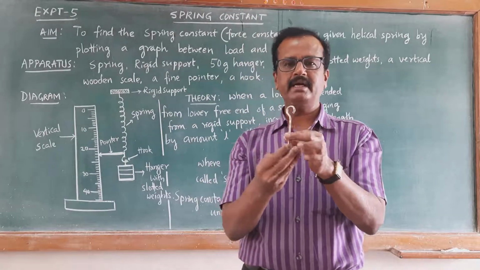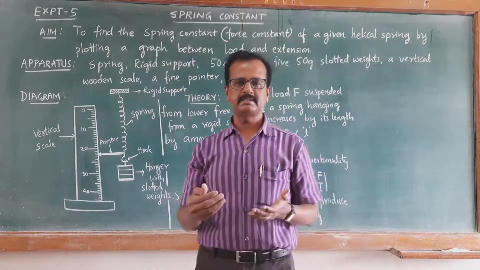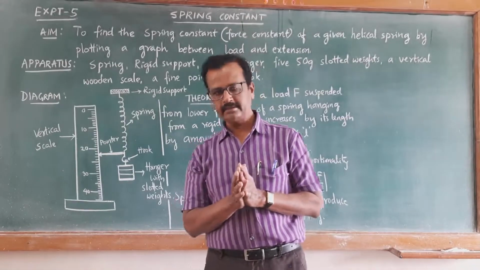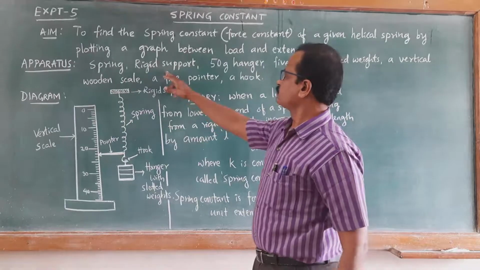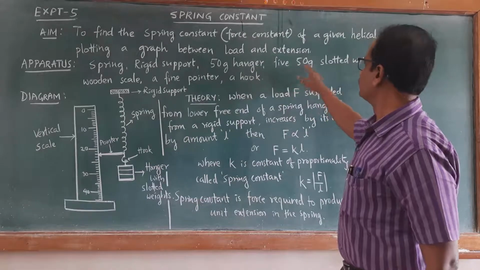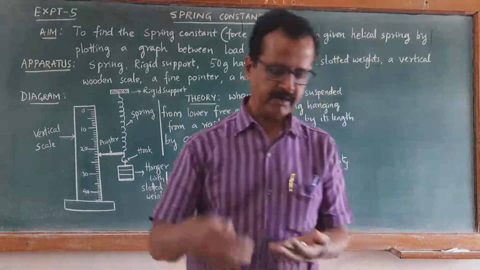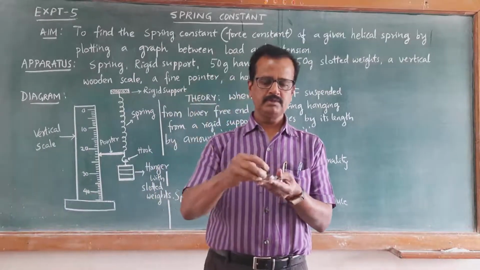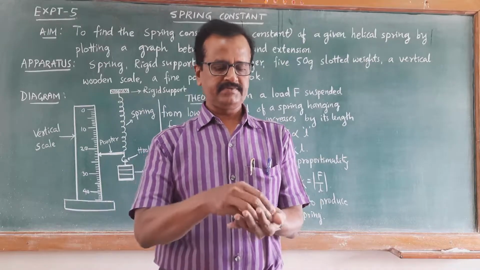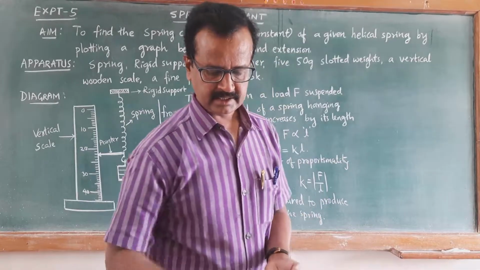Like this we are going to have the suspended load, and as the suspended load increases, the extension in the spring also increases. This is the principle, right? So: spring, rigid support, 50 gram hanger, and 50 gram slotted weights. 1, 2, 3, I have taken 6 here: 1, 2, 3, 4, 5, 6, each of 50 gram. A set of 6.